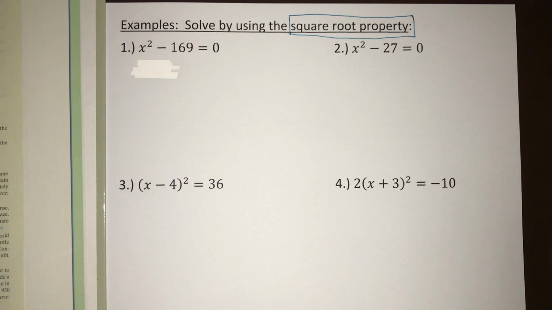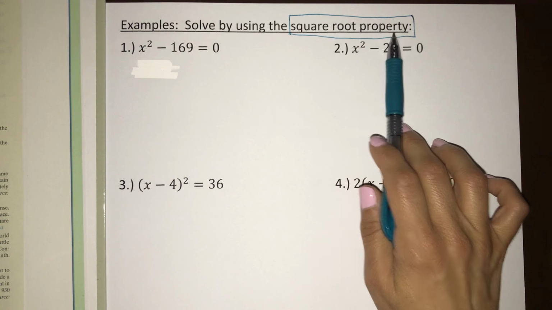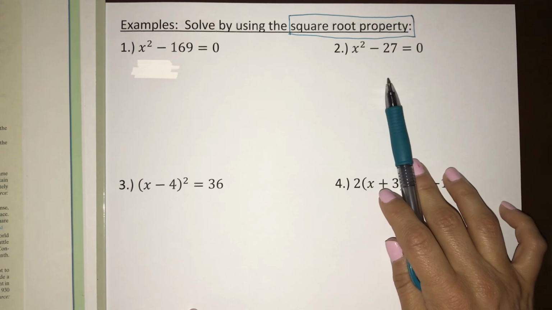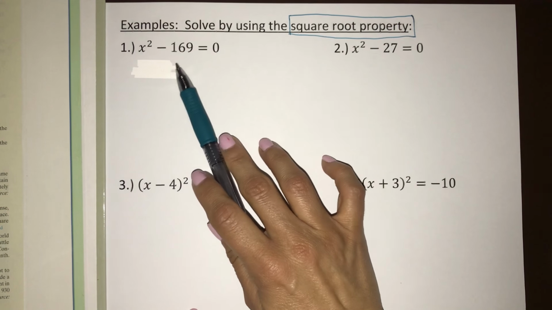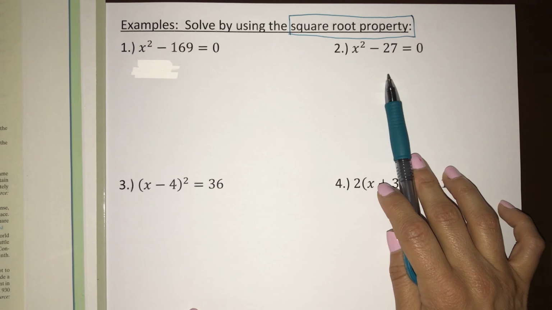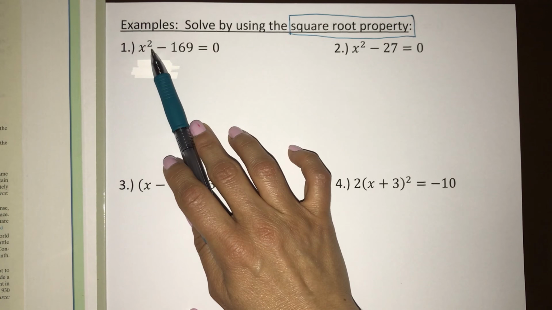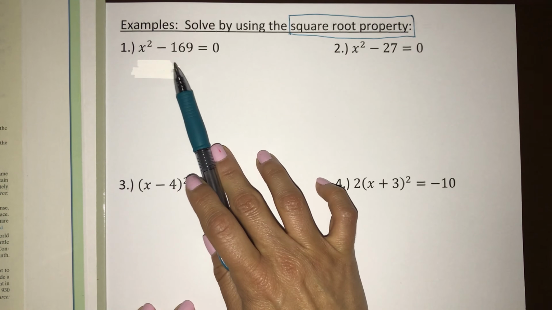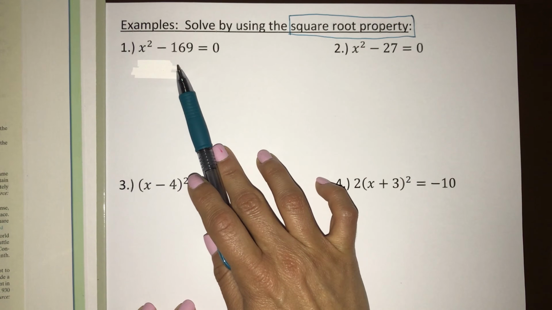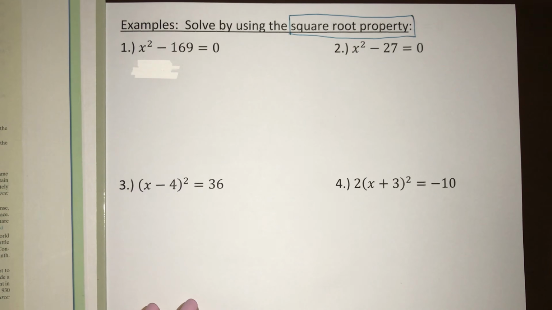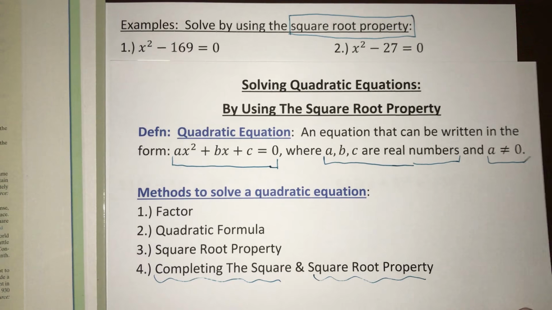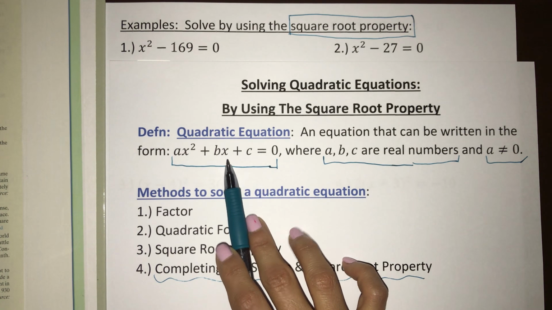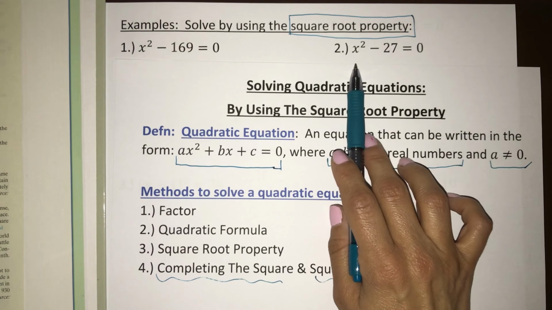We would like to solve by using the square root property. One thing you want to notice about the first and the second example is that these are quadratic equations because the highest degree or highest exponent is 2. However, the middle term is missing. So notice that usually we have the bx term, this middle term, the x term. We don't have that for these two examples.